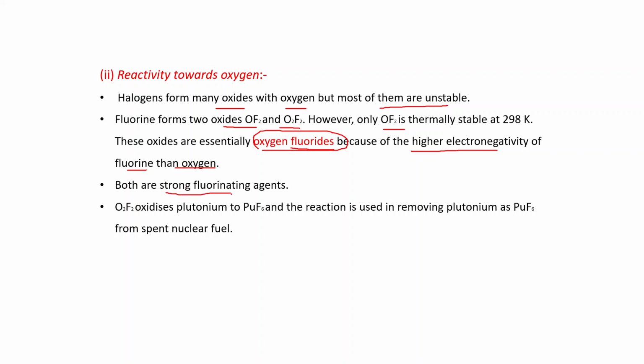Both are strong fluorinating agents. O2F2 oxidizes plutonium to PuF6, and this reaction is used in removing plutonium as PuF6 from spent nuclear fuel. Actually, plutonium is used as a nuclear fuel in nuclear reactors, and this reaction is used in that case.